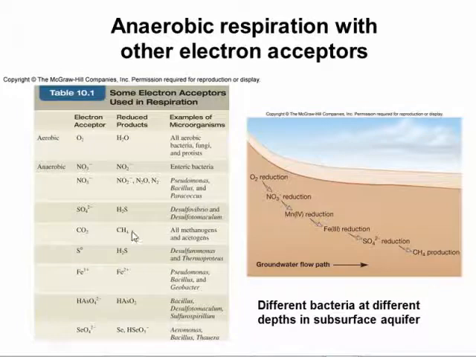Okay, so for the lab classes, which are in a couple of months, you have to remember this one because anaerobic respiration using sulfate as the electron acceptor will produce hydrogen sulfide. This is going to be important in one of the biochemical tests that you're going to use in the lab classes.